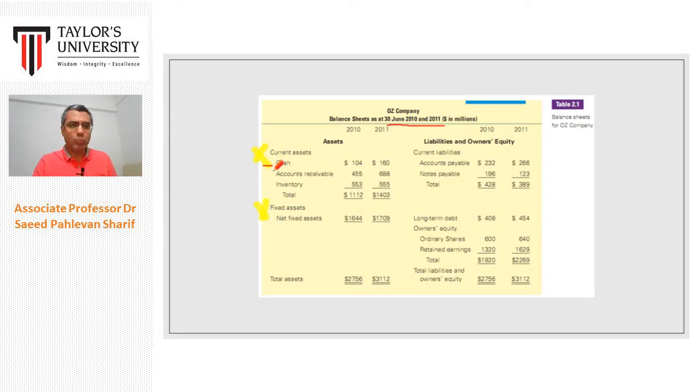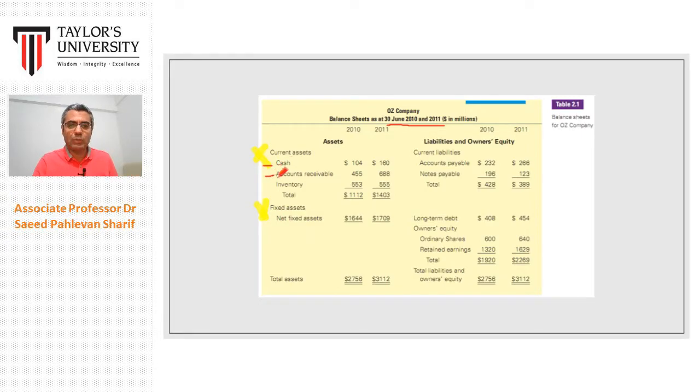And which one is the most liquid one? Of course, cash, because cash is already cash. It has already been converted into cash. Actually, it's the same thing. So it's the most liquid one, so it will be reported as the first item.